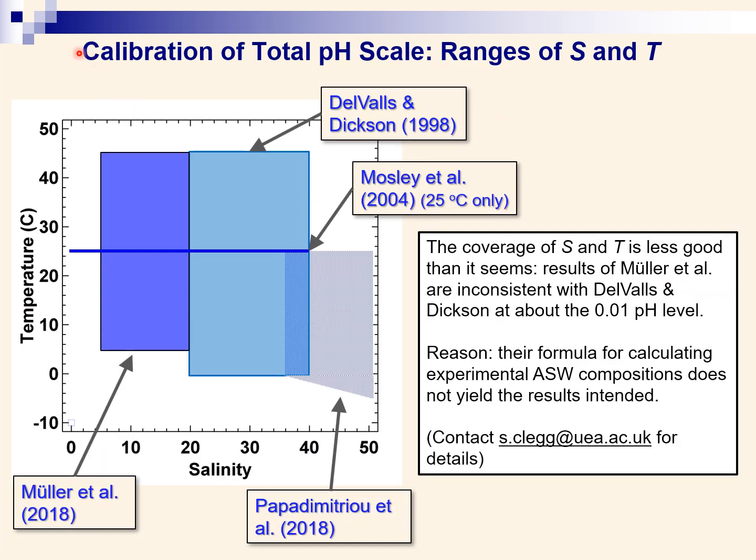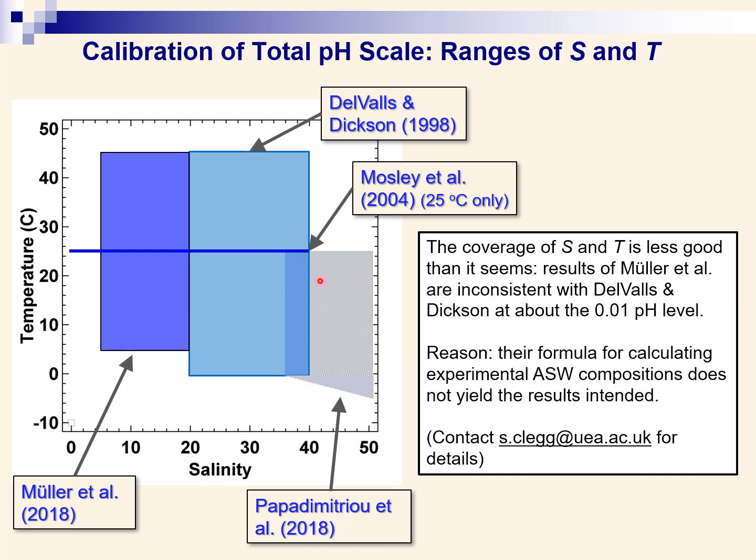Next, calibration of the total pH scale, ranges of salinity and temperature. So this is a little bit of an aside. The range over which total pH scale at the present time is calibrated. Now on this plot, temperature here, salinity on the x-axis. So the work of Delvals and Dixon, essentially 20 to 40 salinity.